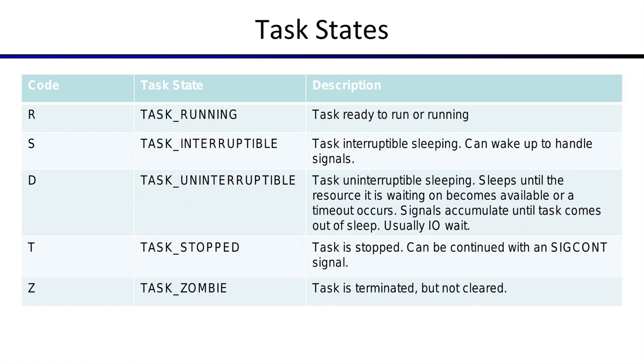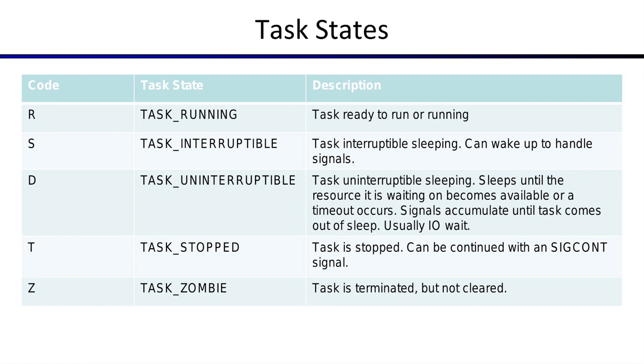Task interruptible is a sleeping state. In this state, the task can actually be interrupted and can handle signals, do something, and then go back to sleep. Sometimes you want to sleep without being interrupted. The task uninterruptible state is meant for that. When you are sleeping and will not be interrupted, any signals that are coming to you as interrupts, you will take at the end once you come out of your sleep. You can either come out normally because what you're waiting on has come, or you could time out. But until that time, you will stay in sleep.